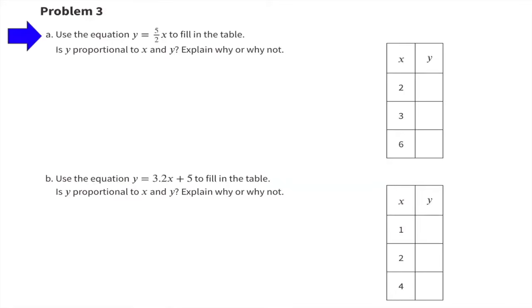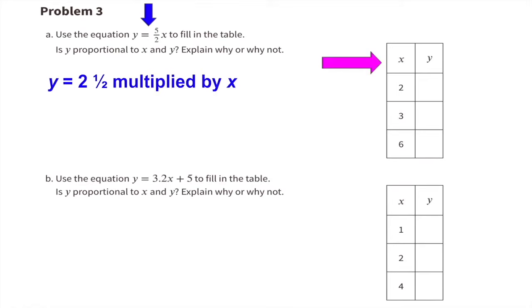Number 3. A. Use the equation y equals 5/2 x to fill in the table. Is y proportional to x and y? Explain why or why not. Y equals 5/2 x. So 5/2 is the same as 2.5 because 5 divided by 2 is 2.5. So y equals 2.5 multiplied by x.